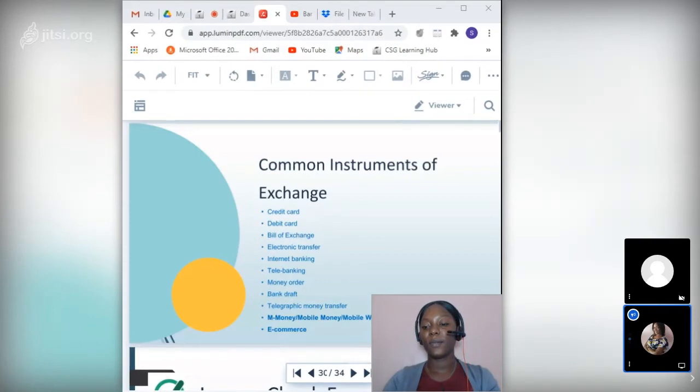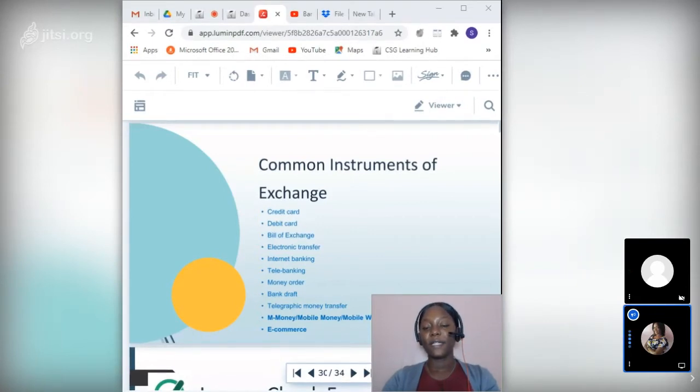And the second to last one that we have here is M-money, mobile money, or mobile wallets, all the same thing. Modern technology allows persons to receive, store, and spend money using their mobile phones, right? So you may have heard of Google Pay or Apple Pay, right? GPay for Google Pay. These are all examples of mobile money.